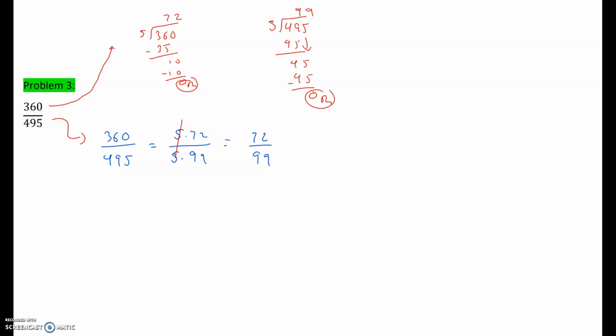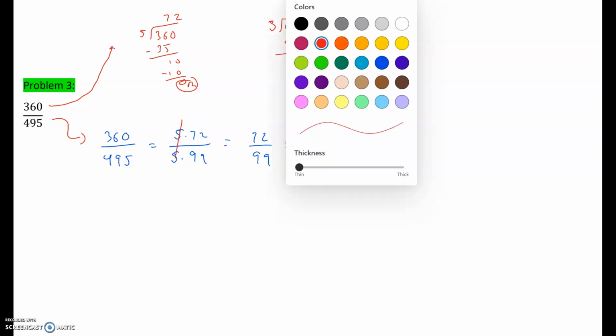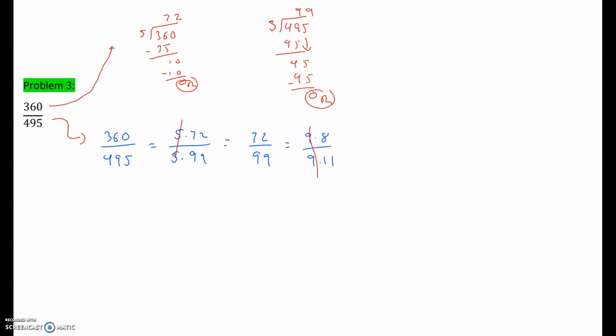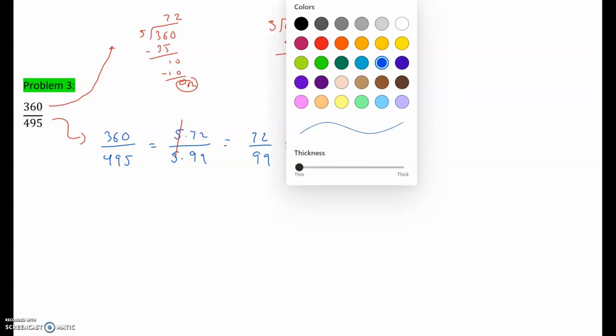At this point, we have a common factor of 9. So this will be 9 times 8 and then 9 times 11. At this point, we could cancel the 9's. And then we end up with 8 over 11. That's our final answer here.